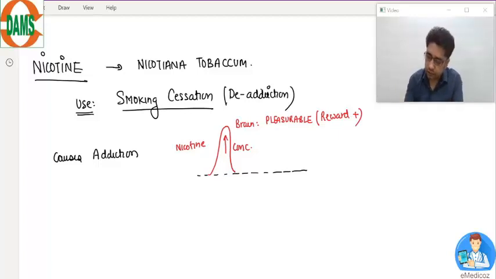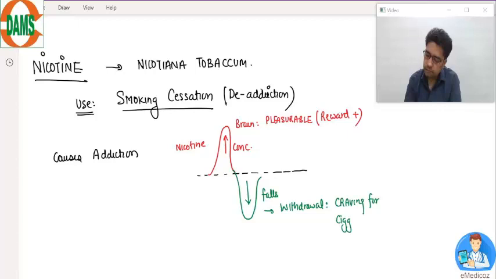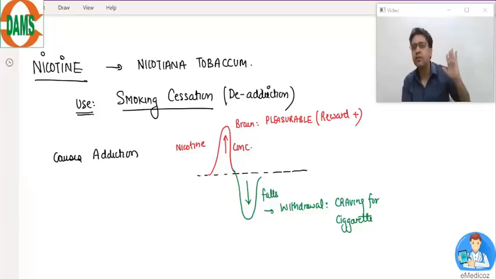But the question is, when a person does not get nicotine, when the concentration of nicotine falls, the person will go into withdrawal. And the person will have craving for a cigarette. Do you agree with this part? Pleasure means that when a person smokes, the person has a euphoric effect, loss of anxiety, increased talkativeness. These pleasurable effects the person likes. That is why a person says, to release stress, to relieve anxiety, I want to smoke. That is why a person becomes addicted to a drug.